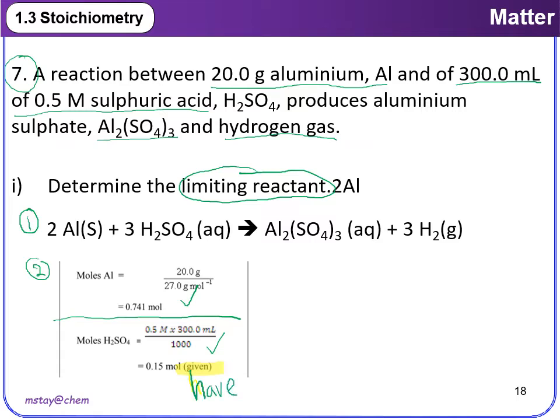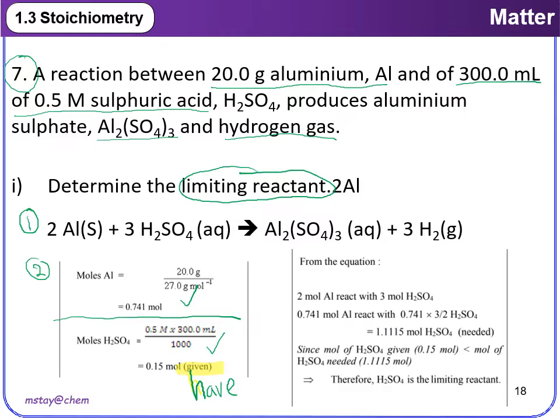Step number 3, we will continue to do the comparison. We compare 2 mole of aluminium reacting with 3 mole of sulfuric acid, and in this case we choose to compare aluminium with sulfuric acid. It is okay if you want to compare sulfuric acid with aluminium. Either pair is okay. So after we do the calculation, we get the number of mole in step 4. Do keep in mind that the number of mole that you determine in step 4 is what you need.